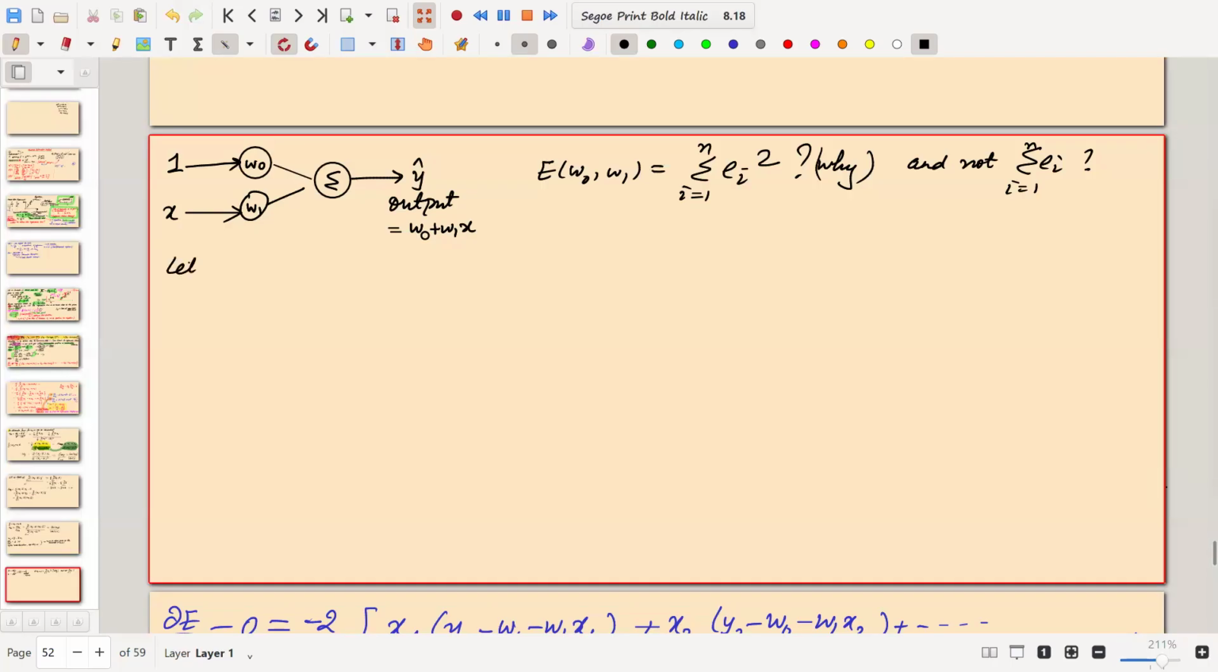So let us take the summation of ei, that is i equal to 1 to n. So the summation of ei is nothing but the summation of what can I write? Yi minus y cap, right? So can we expand these things further?